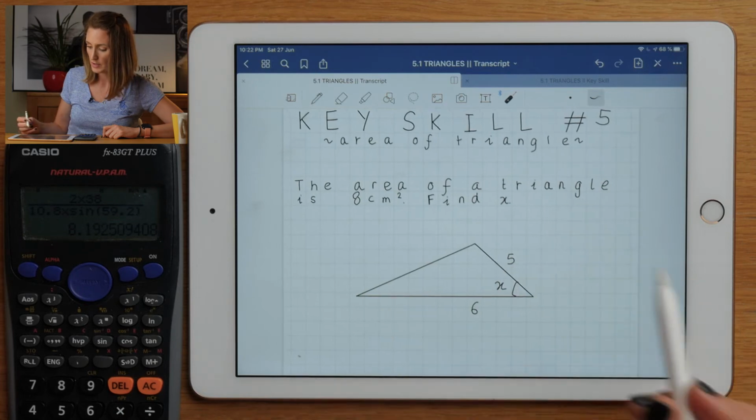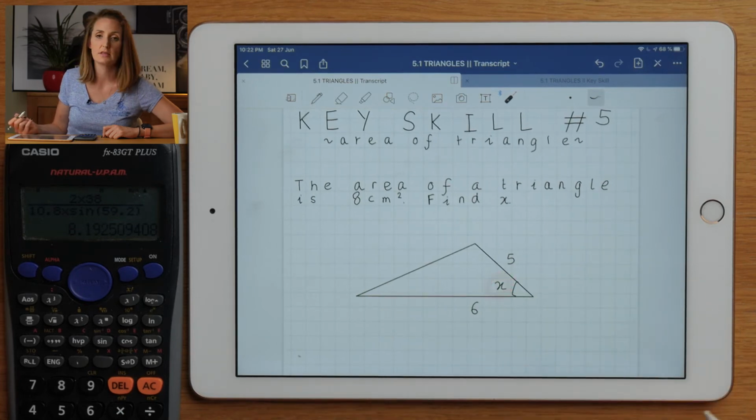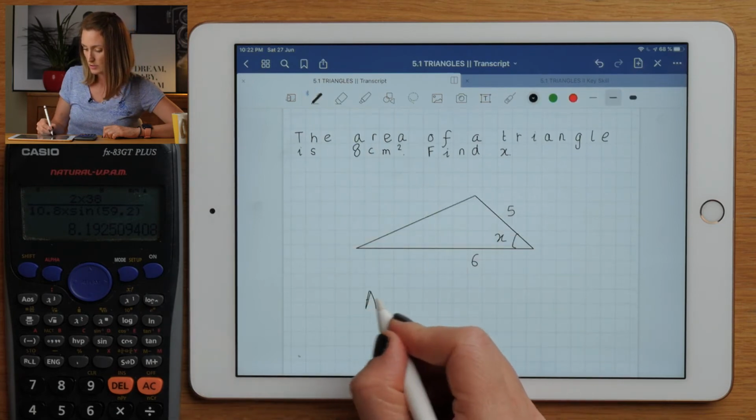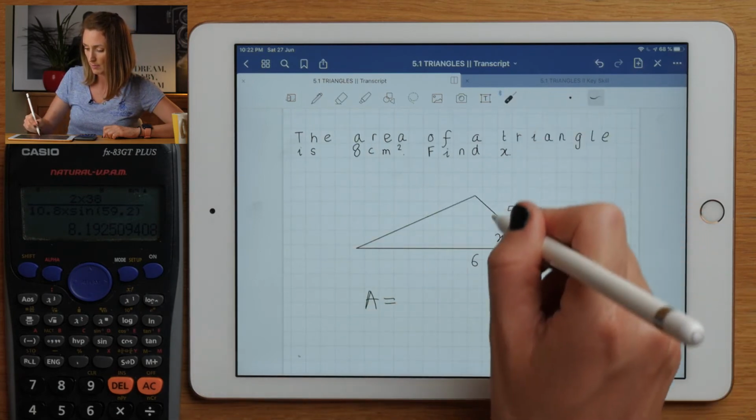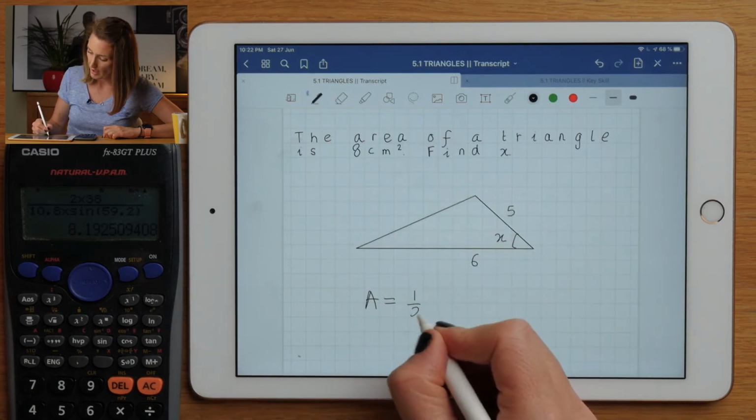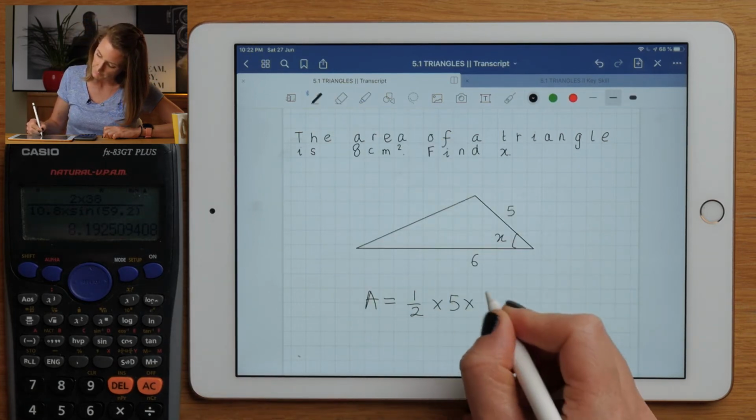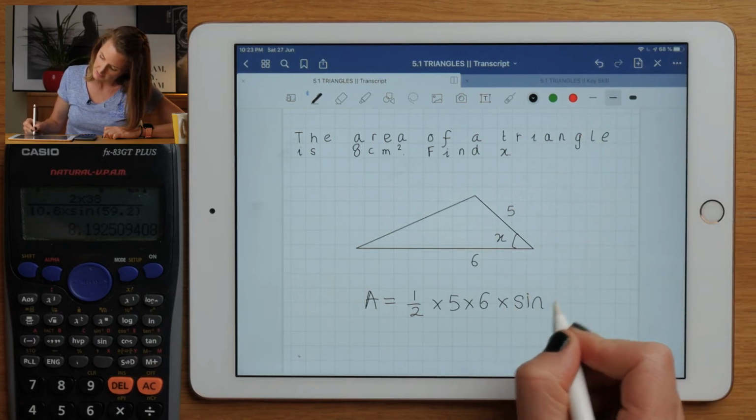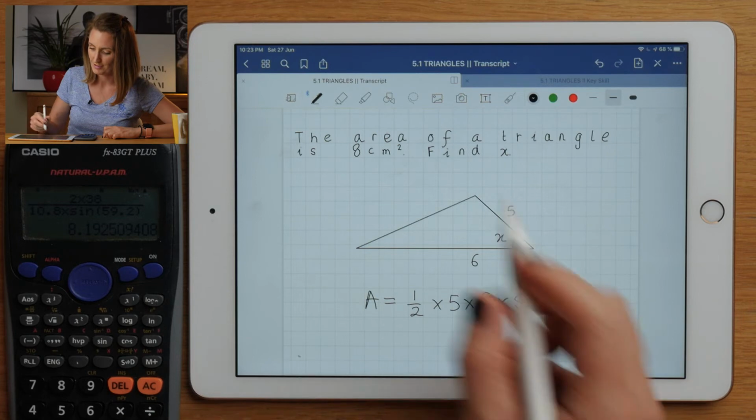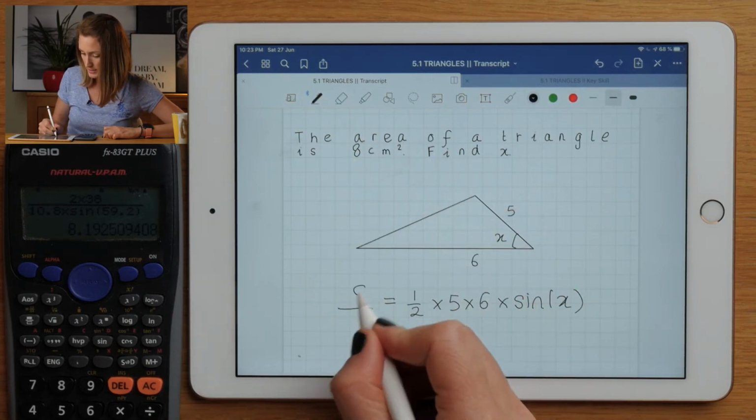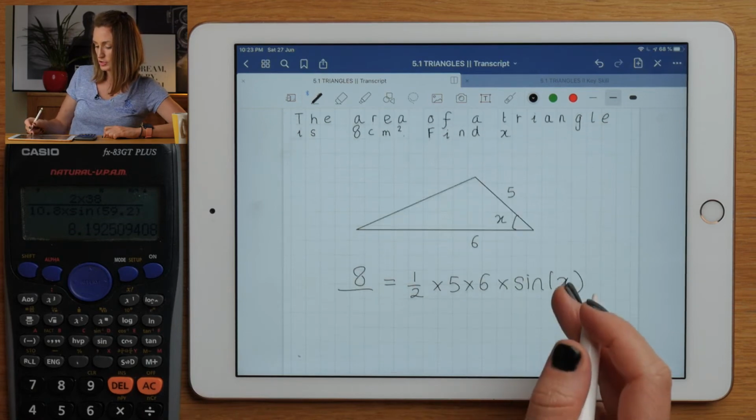We can solve a question similarly if the x is on the angle. It's a little bit more complicated. So we've still got the situation of the claw, right? We've got the side, the angle, the other side. Don't forget your half. So it'll be a half times 5 times 6 times sine x. I was about to write cos, like a rookie mistake. And I'm going to change area over here to 8 centimeters squared. So that's from the question.